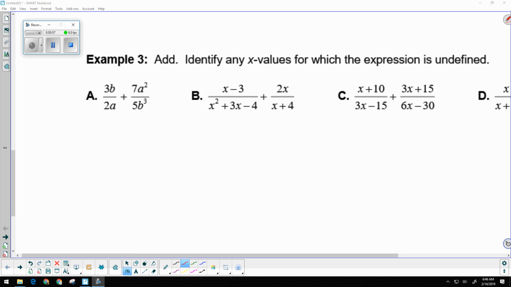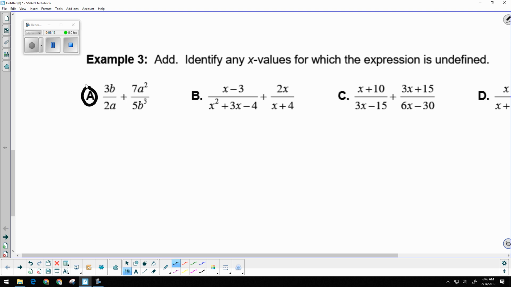All right, so now we're going to have to add. And our denominators are different, so we're going to have to find a common denominator. We're also going to have to identify any x values for which the expression is undefined. Okay, so we're going to do that part first. So in A here, look at your two denominators.